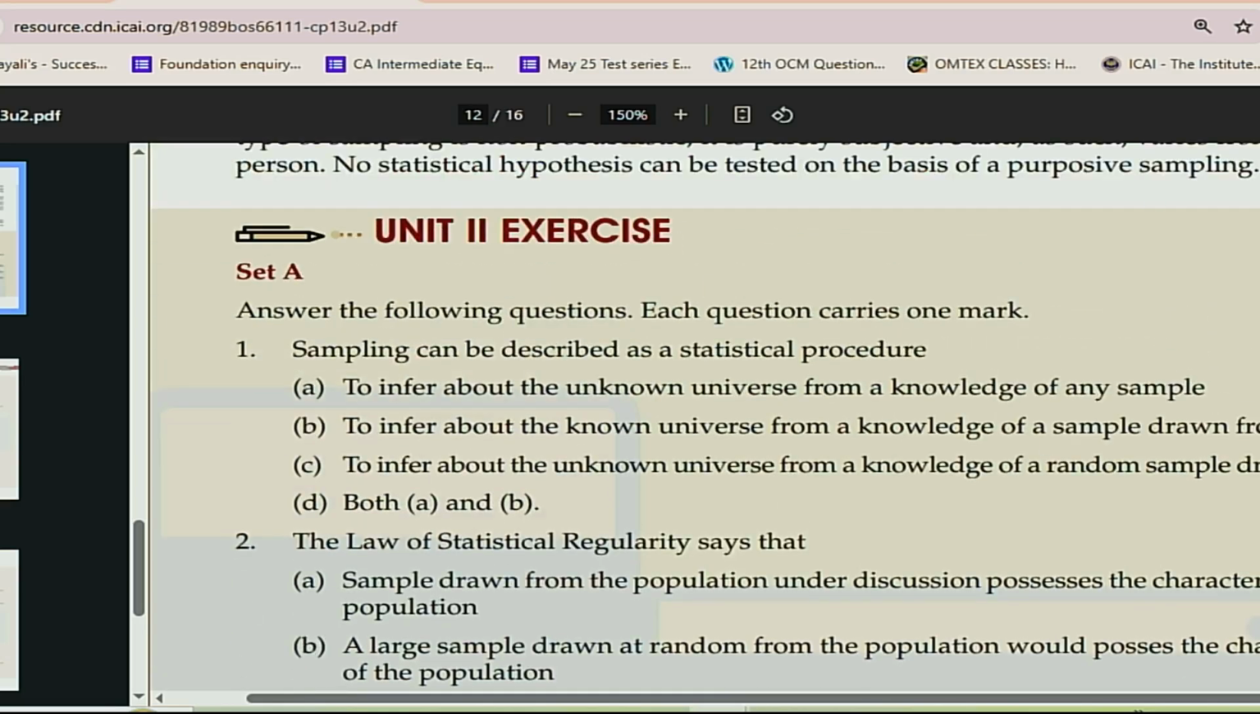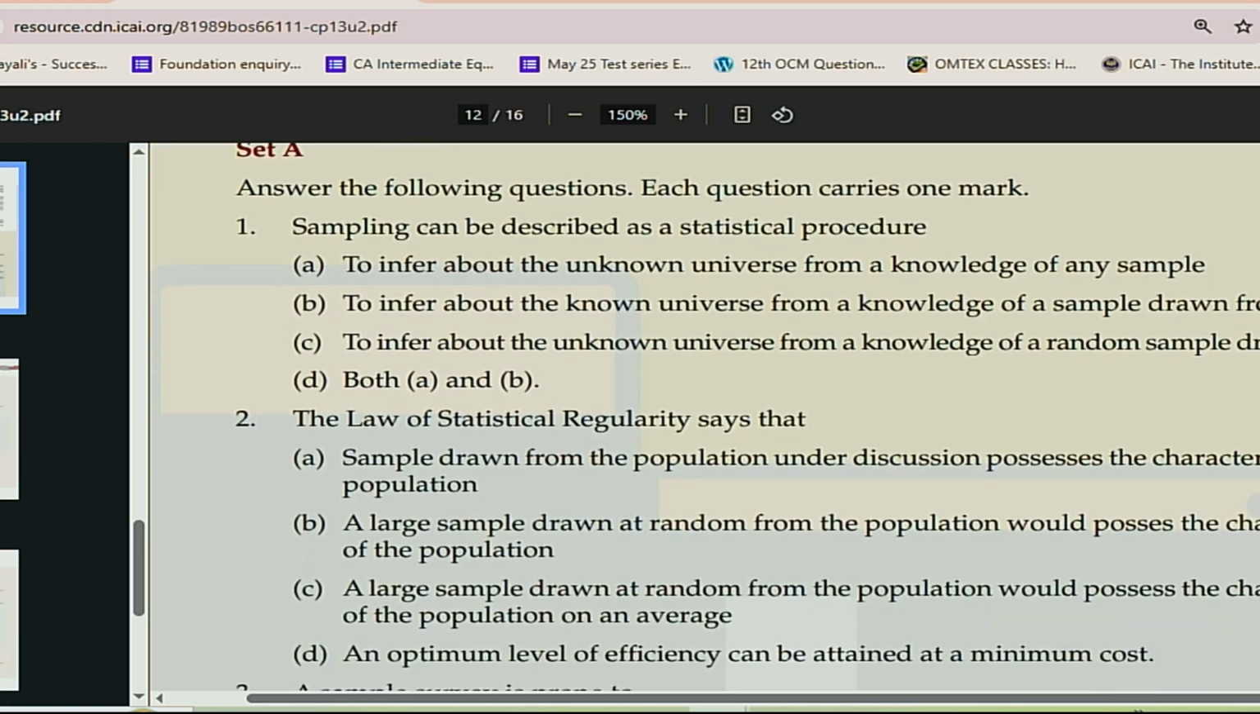So solve it. I'll give you 5 minutes and then we will discuss. Please solve this unit 2 exercise up to question number 14. We are going to solve set A up to question number 14.